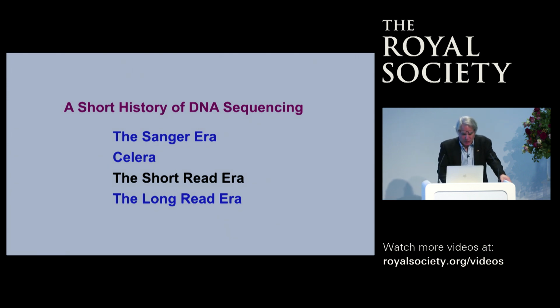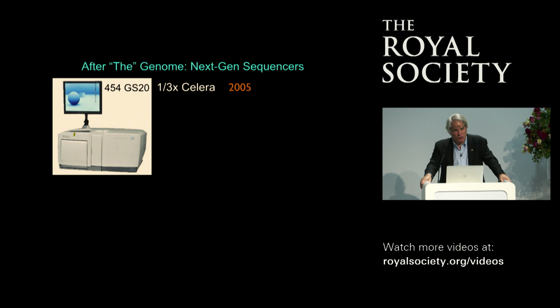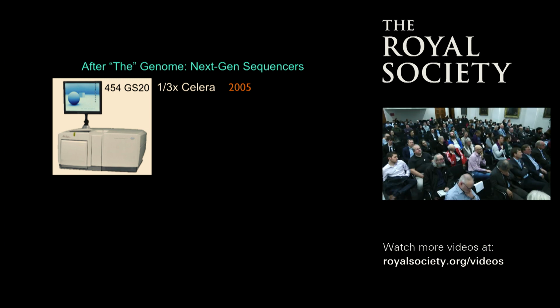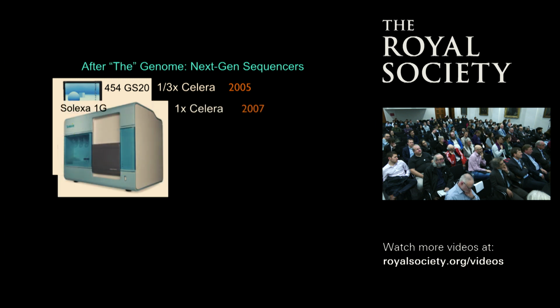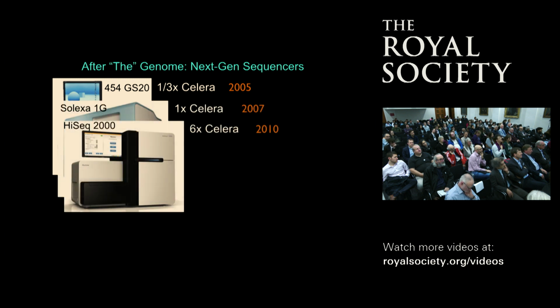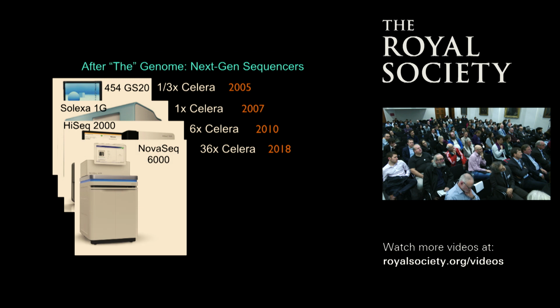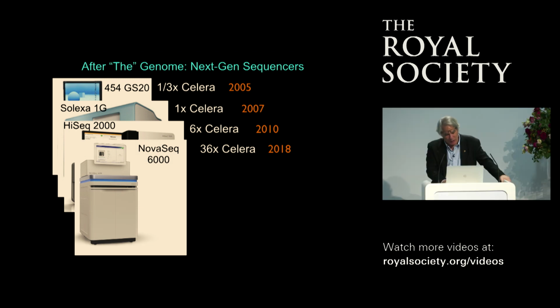Okay, the short read error. What happened after the race to the human genome? The call was put out that we wanted to do the human genome for $1,000, so we could do medicine, so we could do every human being. And so there was a series of technologies, what I call short read technologies, and I'm not going to explain in this talk exactly why they're short and how they're done.